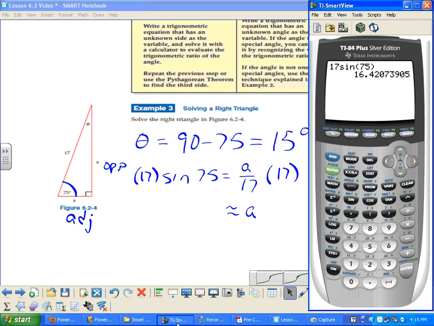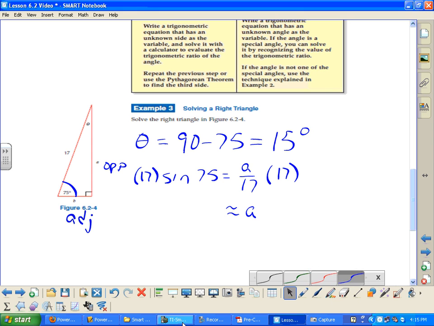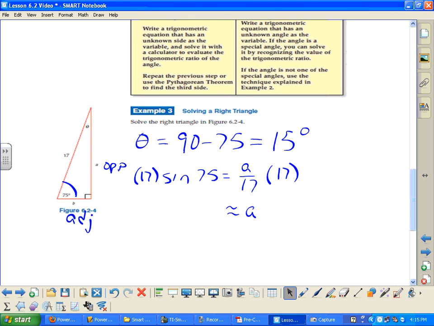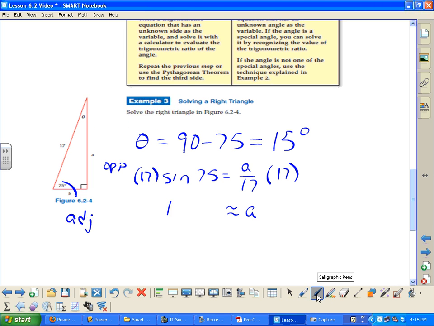Was that 16.42? Okay, 16.42. And don't forget, if there's a problem with units, make sure you do have the units there. Okay, so we have 16.42 there.